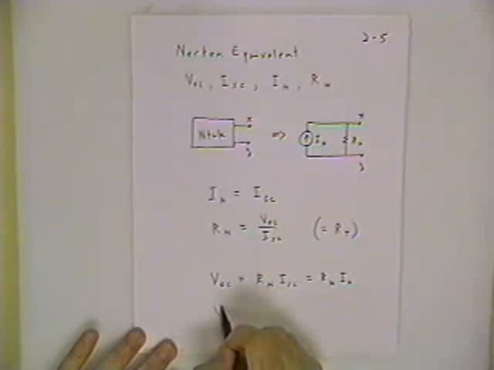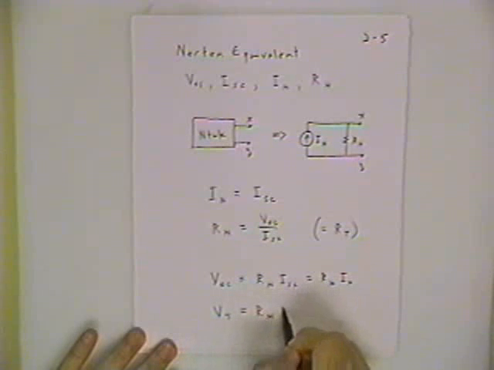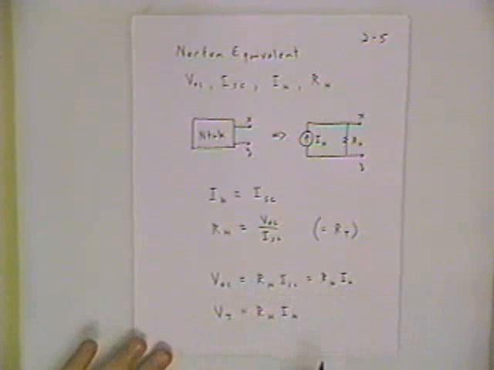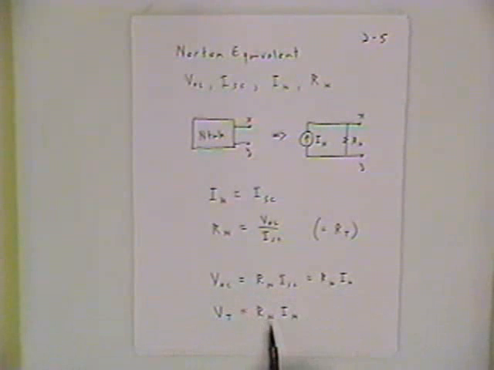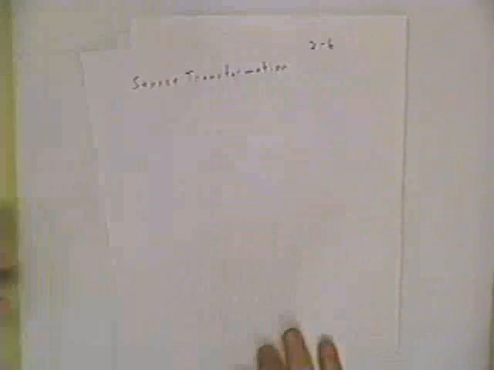and if VOC is V Thevenin, that means I can easily go from one model to the other, from the Thevenin model to the Norton model. If I already have the Norton equivalent and I know these numbers, I just multiply the resistance times the current to get the voltage, and the resistance will be the same. Converting from the Norton model to the Thevenin model is what's called a source transformation.